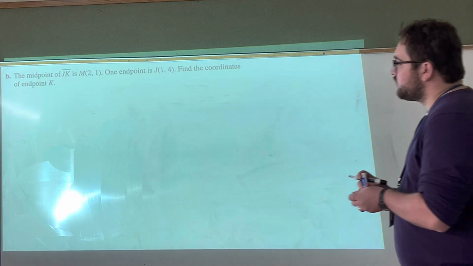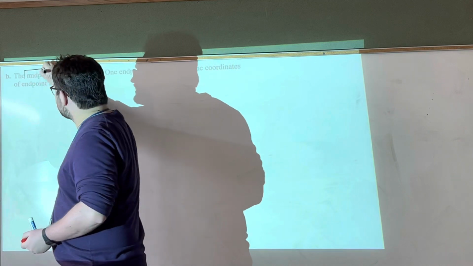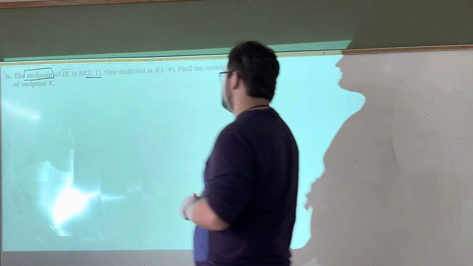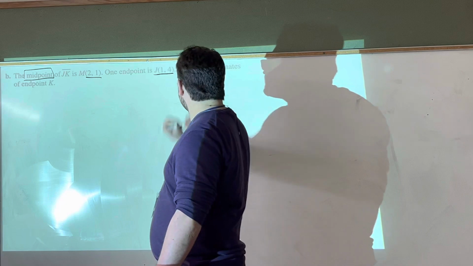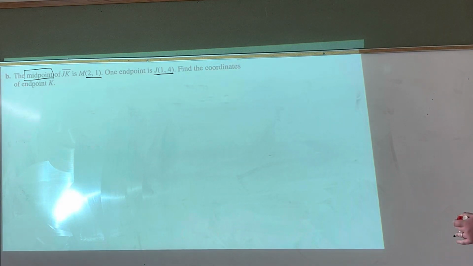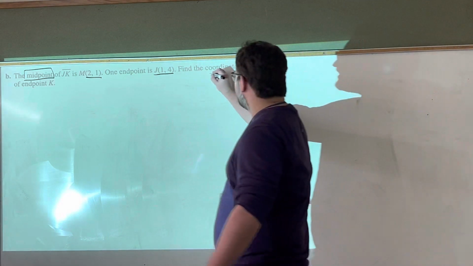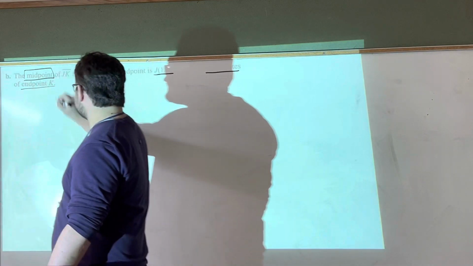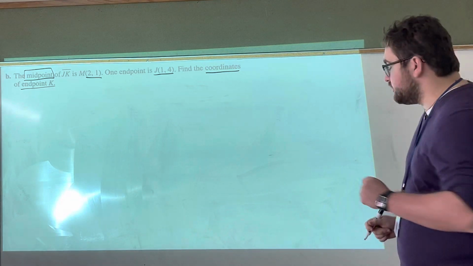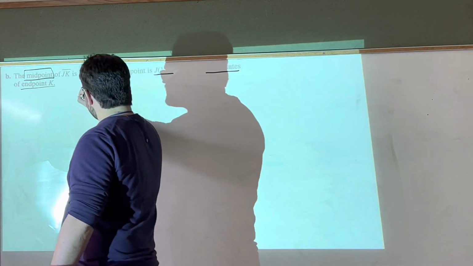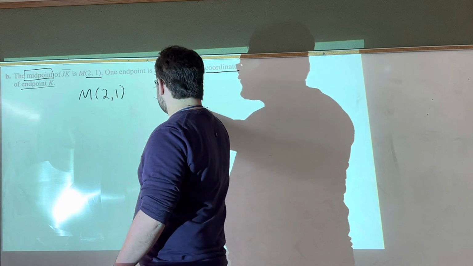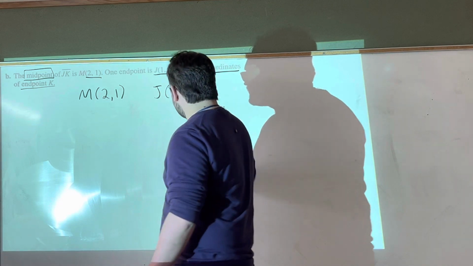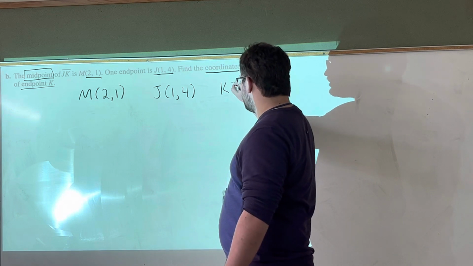On this problem, we're told something different. We're told our midpoint is 2, 1. And then we only know one endpoint. We only know J as 1, 4. Our task is to find the coordinates of point K, of endpoint K. So the first step I would do is I would write out my information. M is at 2, 1, and J is at 1, 4. Now we don't know where K is, so I'm going to put a question mark for it.